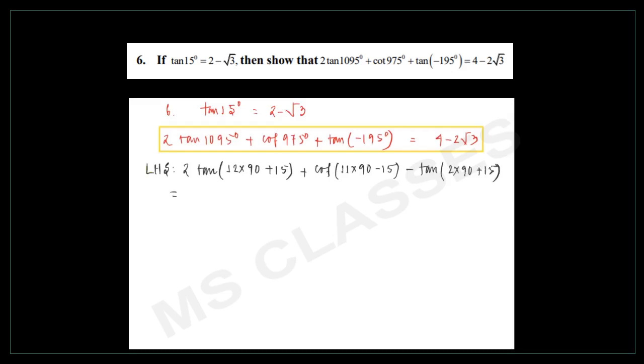Now, 12 into 90. So this will be what? 2 tan 15. And this is the first quadrant. Why first quadrant? It is 12 into 90. We know 4 into 90 gives a circle. Here 12 into 90, so basically 3 circles. We'll have here 3 circles, plus something.